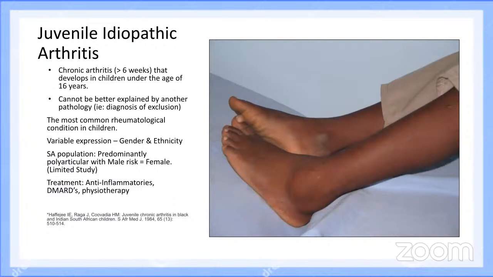Multiple studies have been done on these children, and what they found is that there's variable expression according to gender and ethnicity, but there's been limited study in the South African population. One study that was done in the 80s in KZN found that Black and Indian patients predominantly present with polyarticular disease, and that male risk is equal to that of the females.